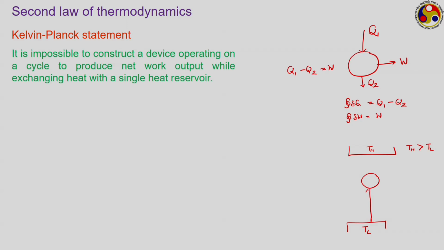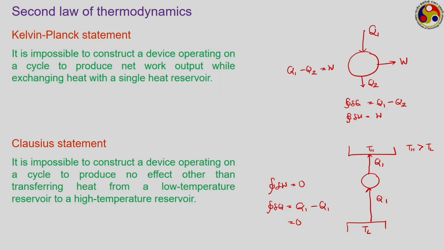The system is drawing Q1 amount of heat from this low temperature body and transferring the entire quantity to the high temperature body. So, here at the moment total work interaction is 0, total heat interaction we can write, system is receiving Q1, rejecting Q1, so that is equal to 0. So, the first law is definitely satisfied, but again such kind of process is not possible according to the Clausius statement of thermodynamics, which says that it is impossible to construct a device operating on a cycle to produce no effect other than transferring heat from a low temperature reservoir to a high temperature reservoir.